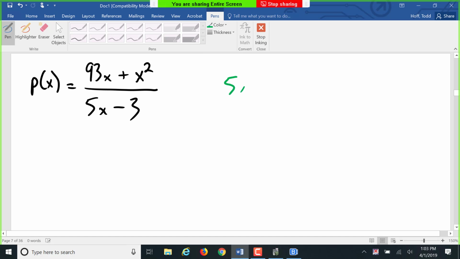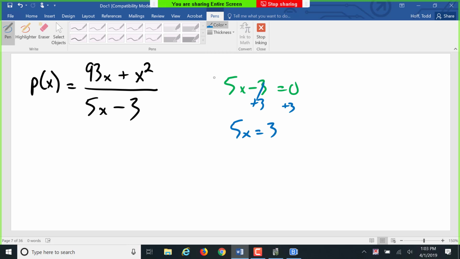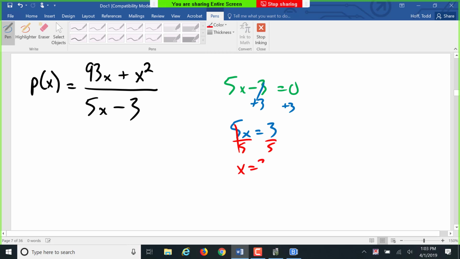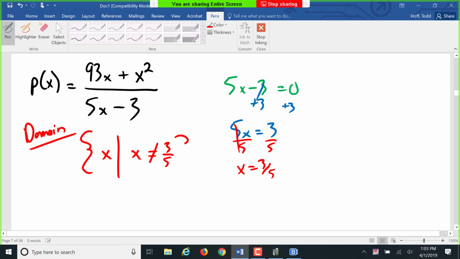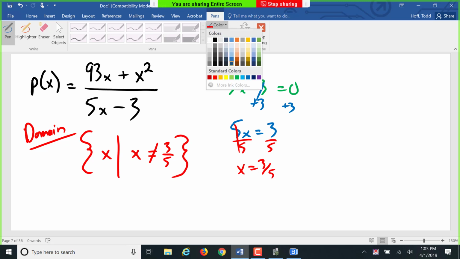So we set that denominator, 5x minus 3, equal to 0, and we solve. Adding 3 gives us 5x equals 3, and dividing by 5, x is 3/5. So the domain of this function is all values of x such that x is not equal to 3/5. Any questions on that?